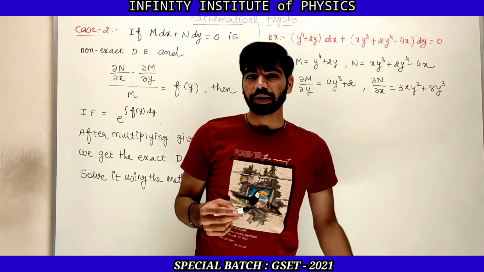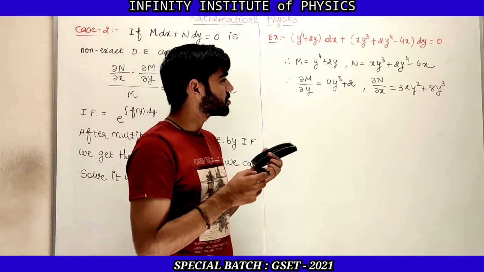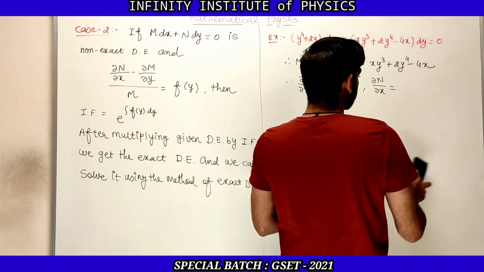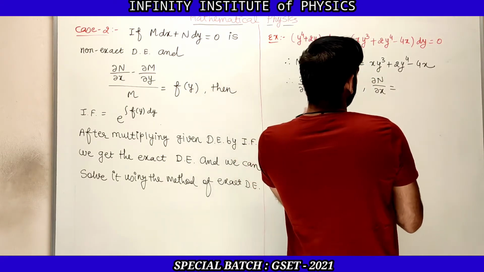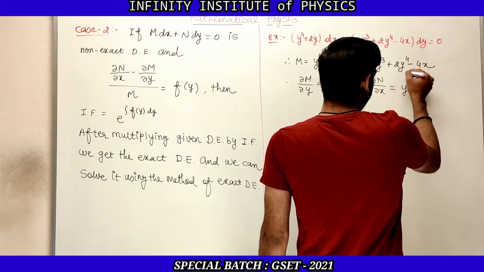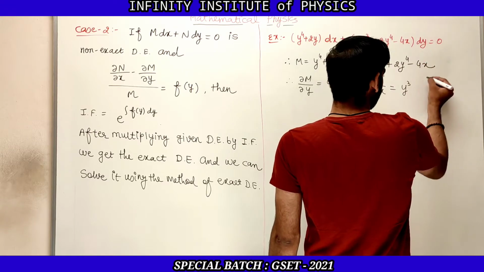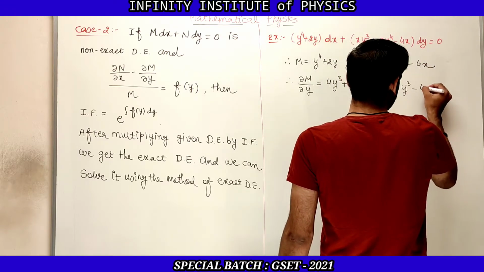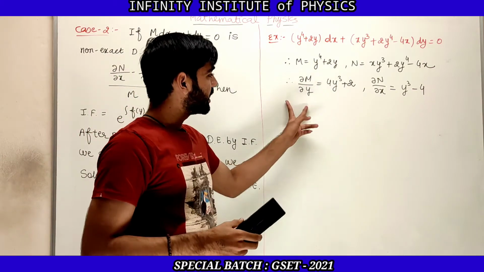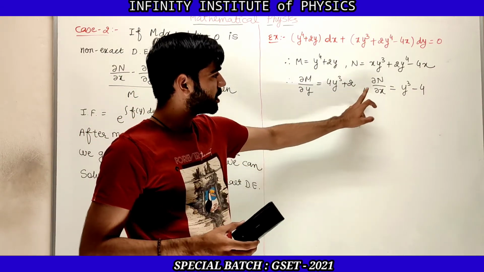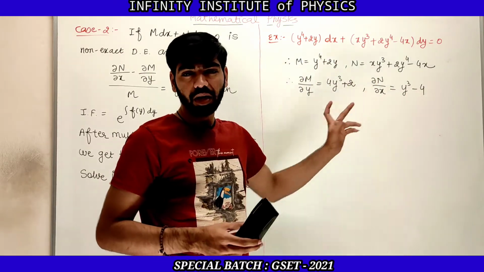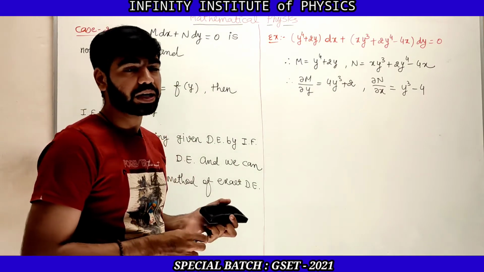Now del n by del x: differentiation of xy cube with respect to x is y cube, differentiation of 2y raised to 4 is 0, and differentiation of minus 4x is minus 4. So you can see that del m by del y is 4y cube plus 2, and del n by del x is y cube minus 4. These two are not equal, so this is the case of non-exactness.